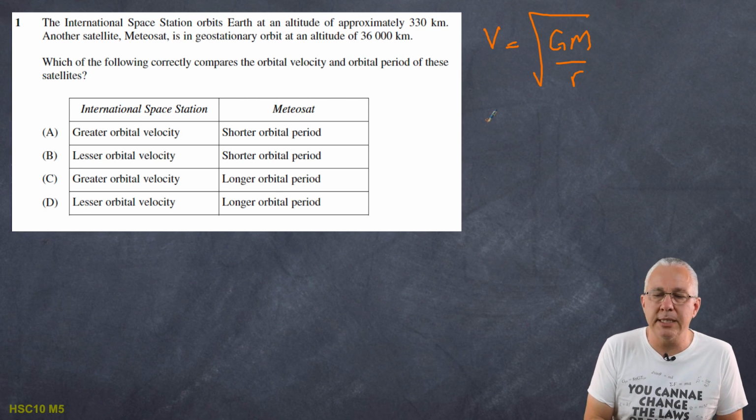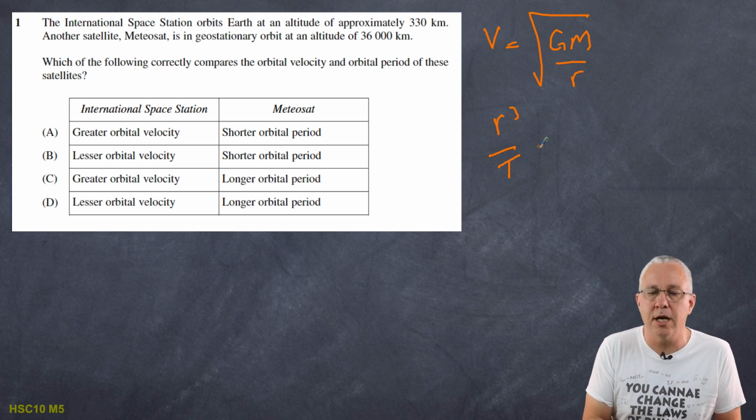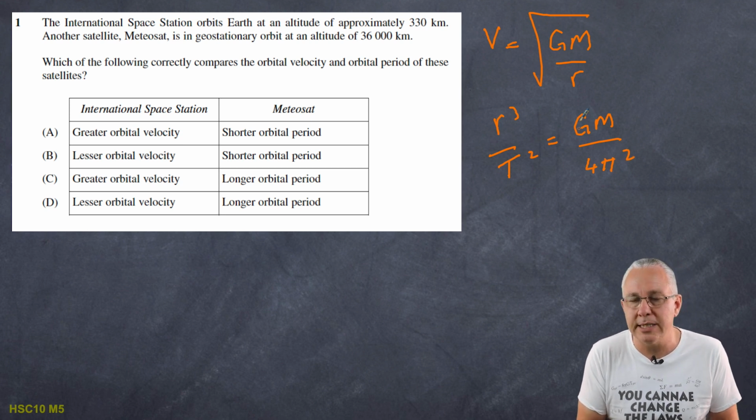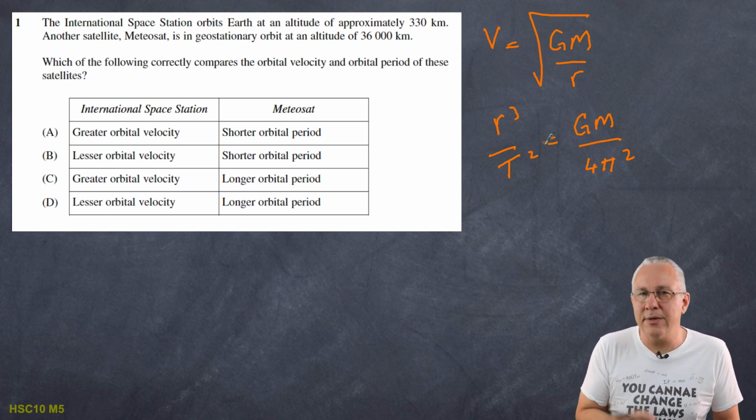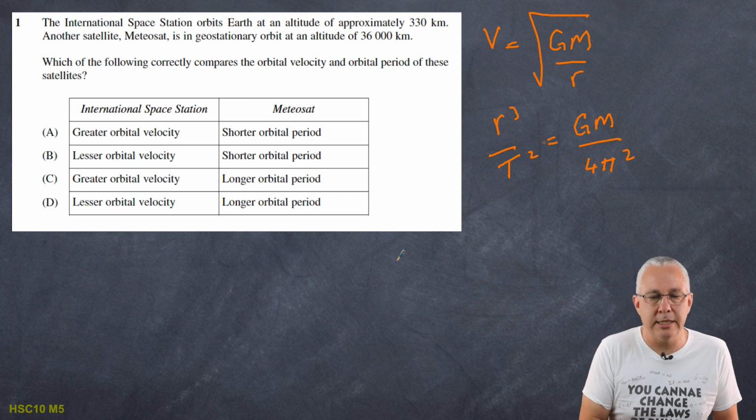The other formula we need to consider is Kepler's third law, which says that the ratio of the radius cubed over T squared is a constant value, and of course Newton analysed that to be equal to GM over 4π², which also means all of these things are the same value, a constant, where M is the central mass. Again, what this is saying, if r is bigger, then the period gets bigger.